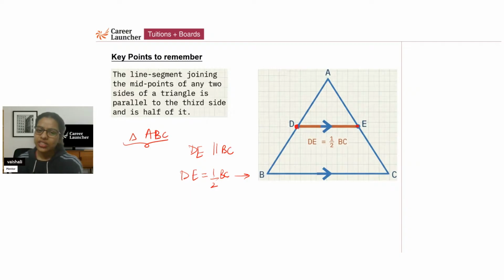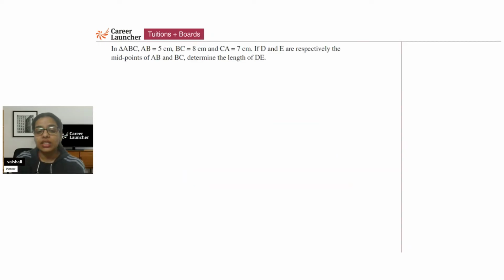And there is no restriction कि D and E हमेशा midpoint होंगे. They can be, they may not be. But just the fact that if DE is parallel to BC, then I can say that DE is equal to half of the length of BC. Now, how can we apply this in this particular question? Think and tell me.